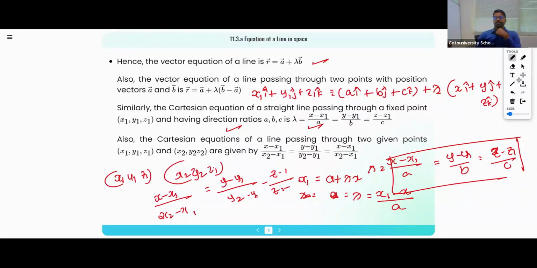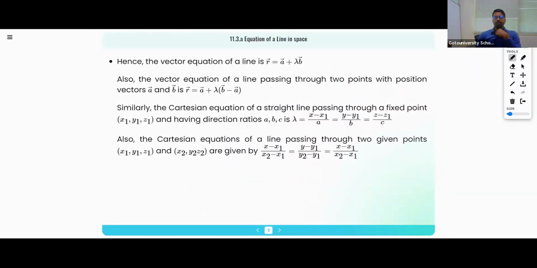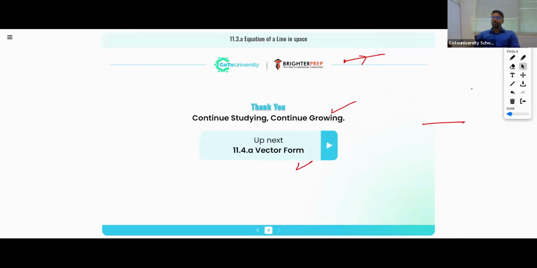Either you can use the direction ratios or you can use the coordinates of two points. It depends upon what kind of information we have. If you have a direction ratio, we can use this formula. If you have both the extreme points of a line segment, or a vector with the directed line segment, we can use this. So let's see how we can use them in our questions by observing some solved examples. Shall we? Yes.